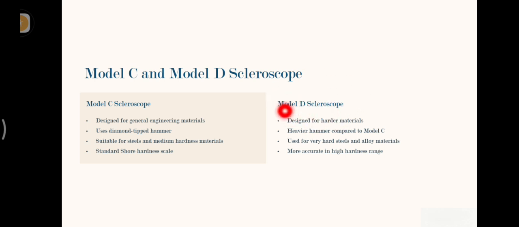The model D scleroscope is designed for harder materials, and it has a heavier hammer compared to C, because model C is used only for steel and medium hardness, whereas model D is used for harder materials, so it has a heavier hammer. It will be used for very hard steels and alloy materials. It is more accurate compared to C. C is less accurate, whereas D is more accurate.